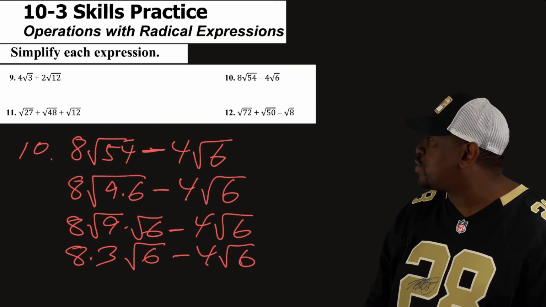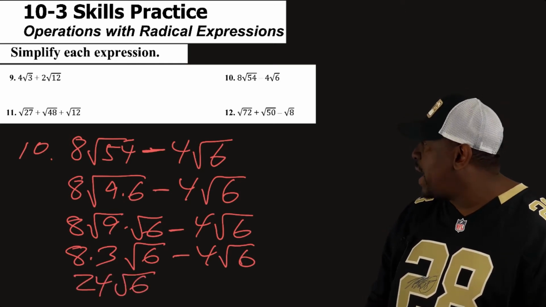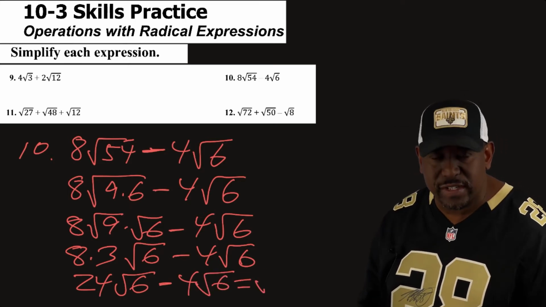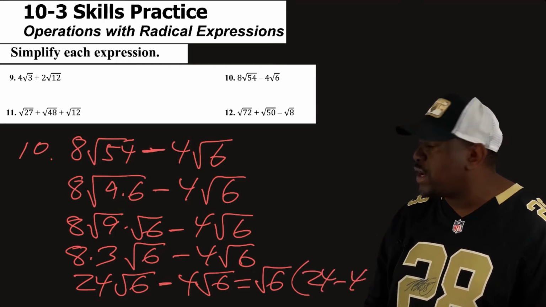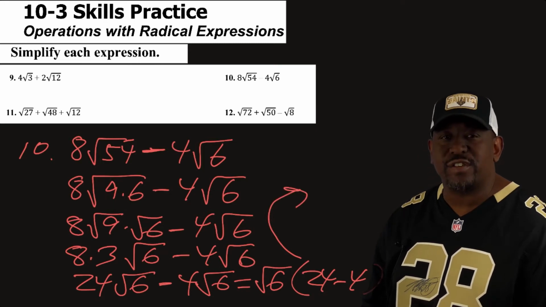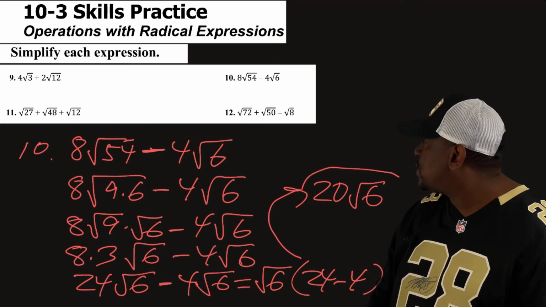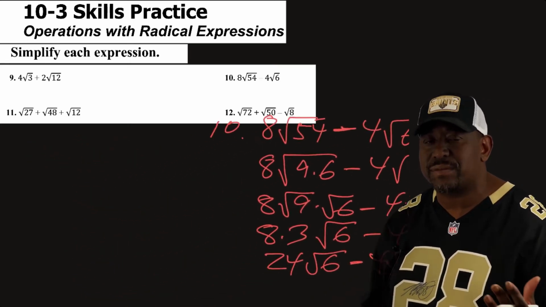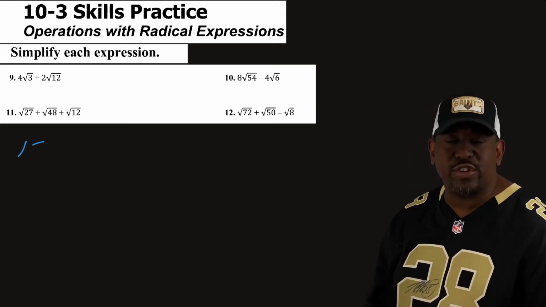8 times 3 is 24, so we'll have 24 times the square root of 6 minus 4 times the square root of 6. We can factor out the square root of 6, which is a common radical. In our parentheses, we'll have 24 minus 4, which is 20. And so your final product will be 20 times the square root of 6, I'm sorry, it's the square root of 6 because that was your common radical. So let's go to the next one.